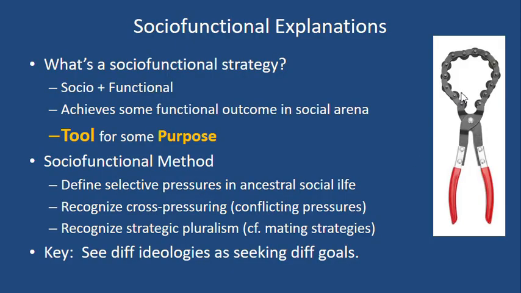Okay. So I have this tool here, which many of you may not recognize. And if you looked at that tool, you might want to try to figure out what it does. Well, that's the approach we're trying to take with the evolutionary coalitional theory: we're looking at different ideological orientations and trying to see what kind of purposes they might achieve socially. So, in other words, socio-functional means looking at the social function of some kind of behavior.